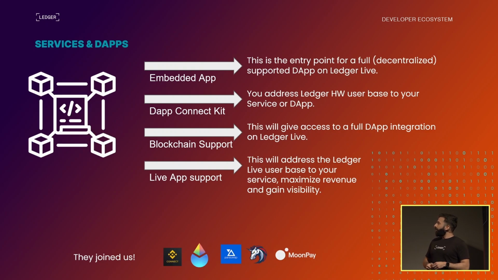Let's say that you're a service or dApp. For the embedded app integration, as I said, you have a dedicated section on our SDK where you can have your live app integrated, but the first step you have to do is to code and submit a type of plugin, a type of application, and this will allow you to clear sign, so know what you're signing on your device. This is the first step you have to do.